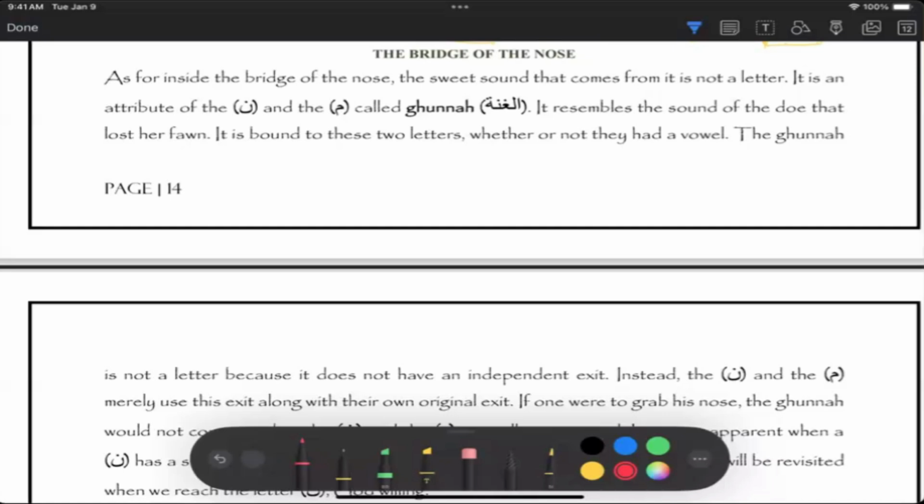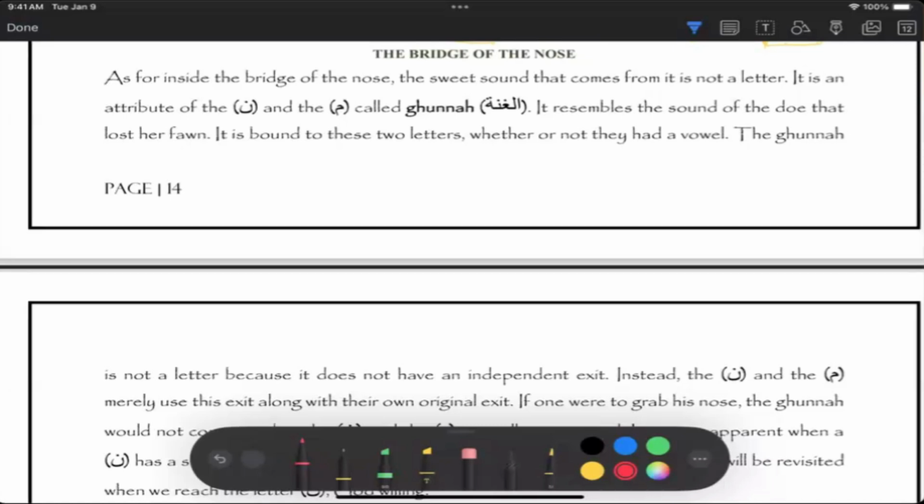Meem and noon always have ghunna. Just not a humming ghunna. They have humming ghunna if there's a shadda on them. You say inna, lamma. There's a shadda on them. But if they don't have shadda, then they still have a ghunna though.